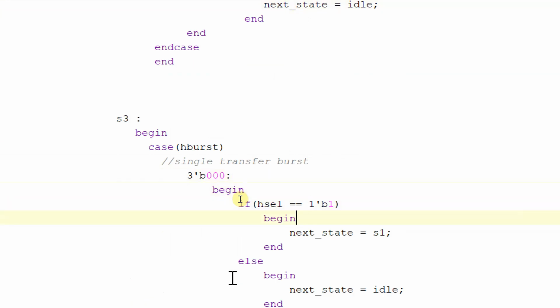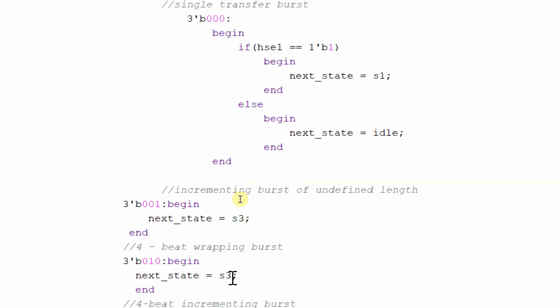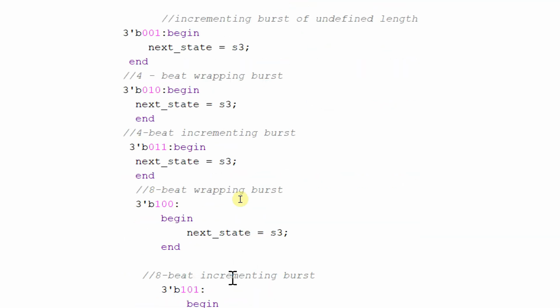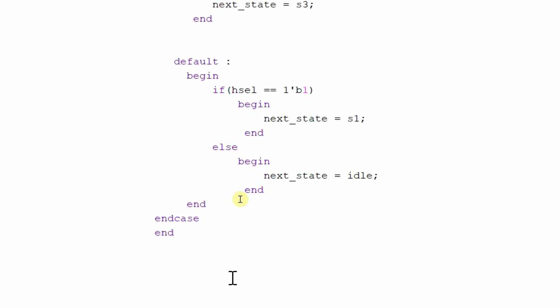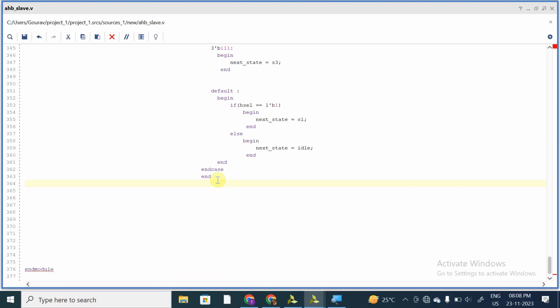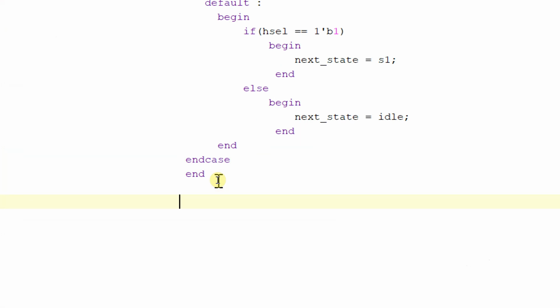If it is 000 and if H select is equal to 1, then next state is equal to S1, and else next state is equal to idle. If it is 001, next state is equal to S3, and if it is 010, next state is equal to S3, and so on. And we are ending this. We'll write the default for the entire case. Default: begin next_state is equal to idle, and ending this, end case and end.